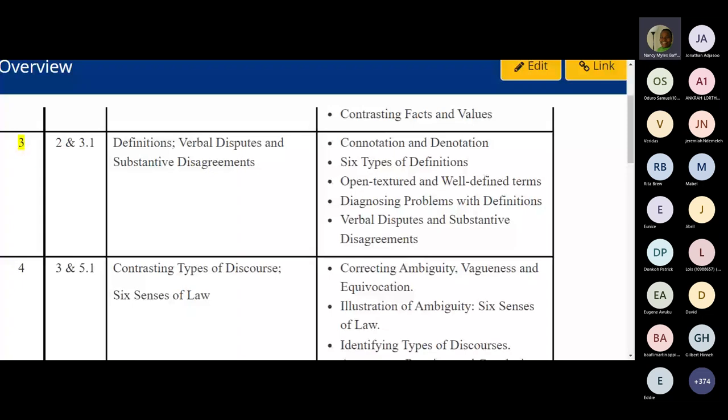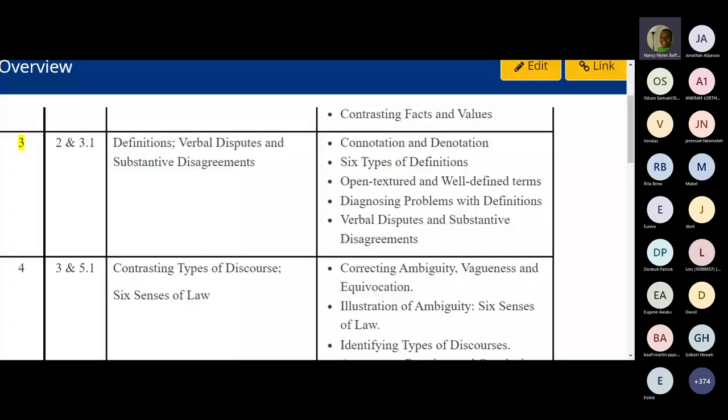Then you check all the objectives together for the week and then for the semester, and then you do very well, get your A's with ease. Okay. Right. So here we see the topic is definitions, and then we are focusing on verbal disputes and substantive disagreements. The textbook gives you some good content with examples on it, and we are going to help you open them up. So what should you know, the lessons in this topic?